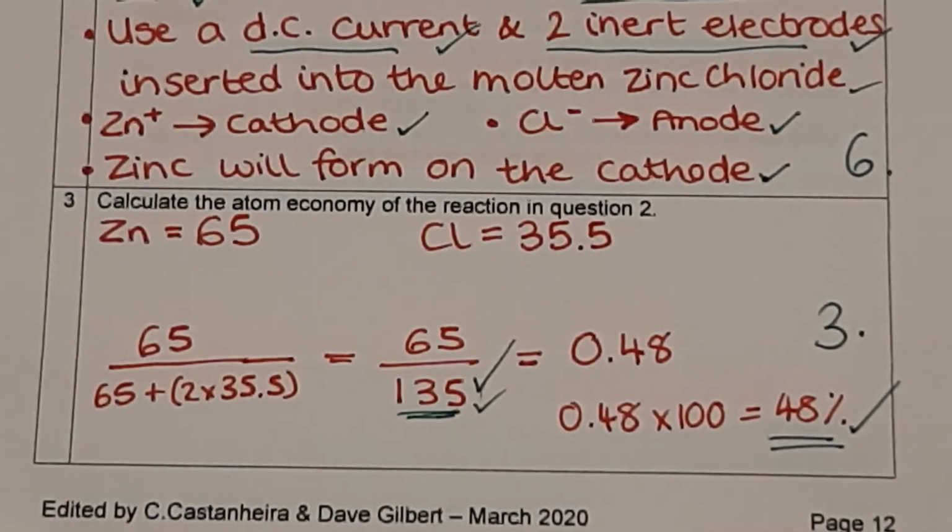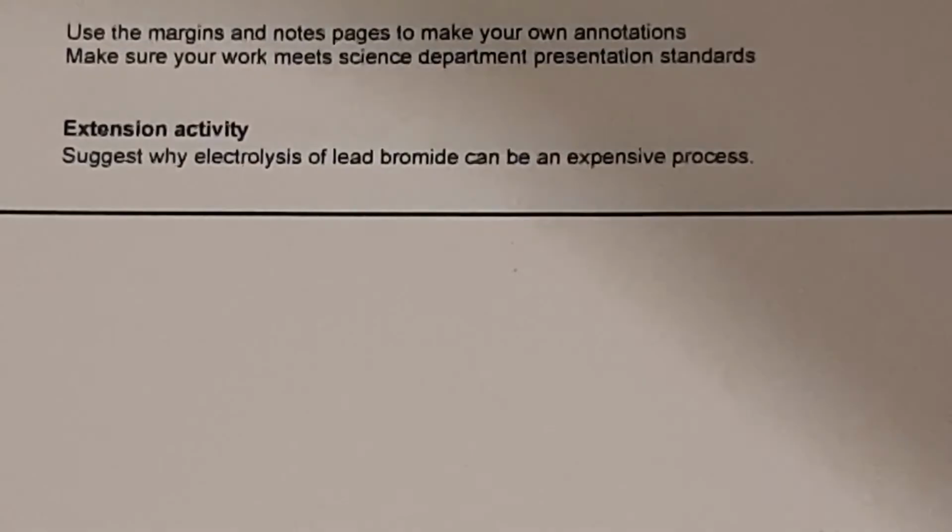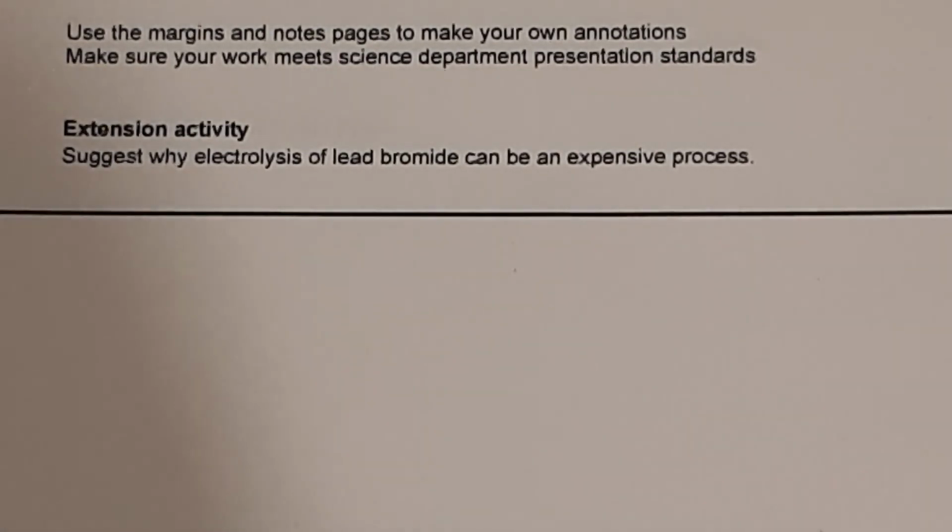Right, we're going to move on to the extension activity. So the extension activity is suggest why electrolysis of lead bromide can be an expensive process. So if you want to pause the video whilst you do that, and I will share the answer with you in just a minute when you're done.